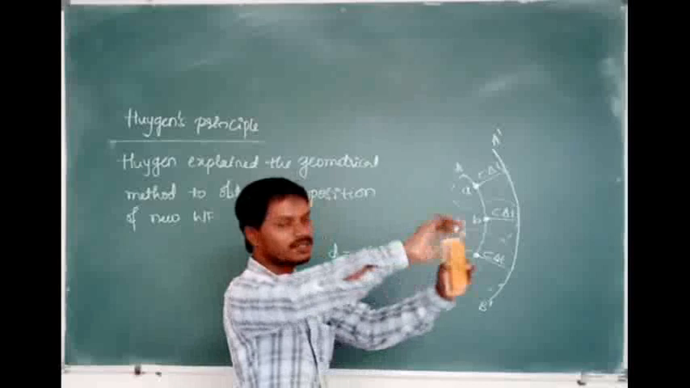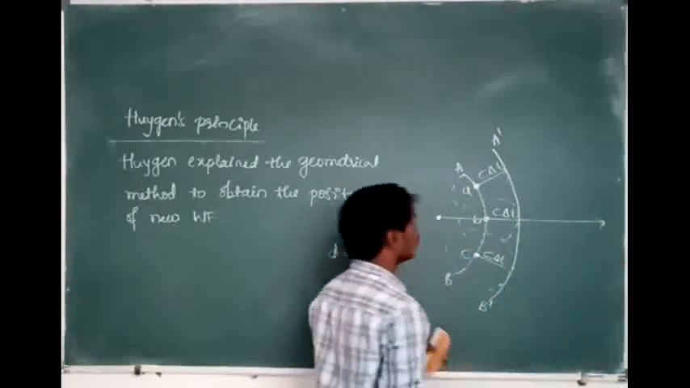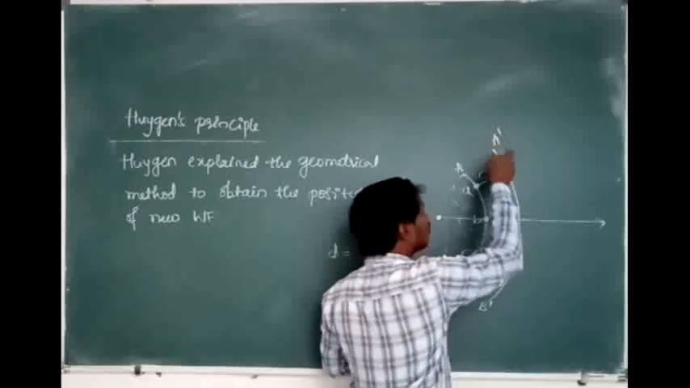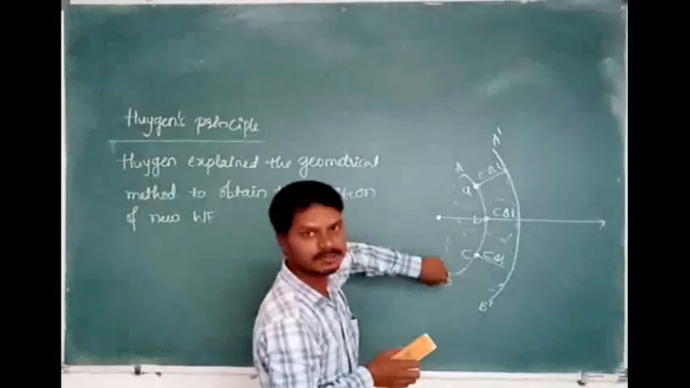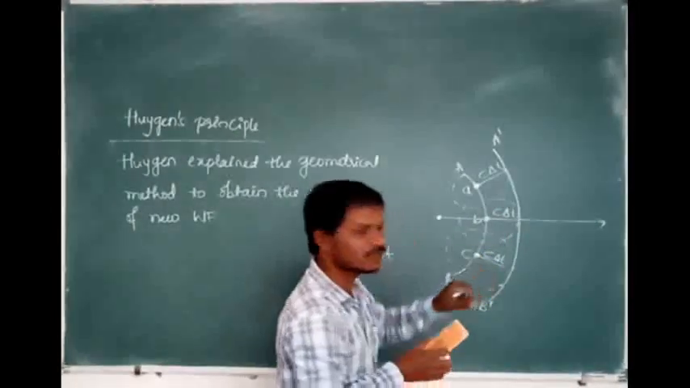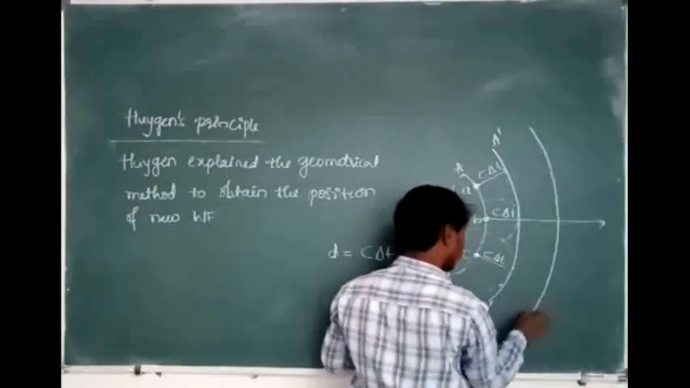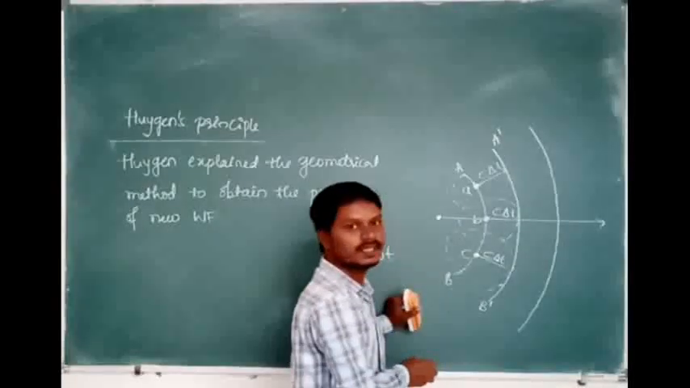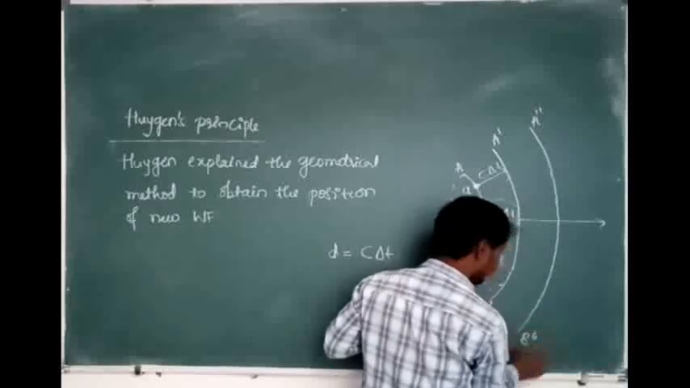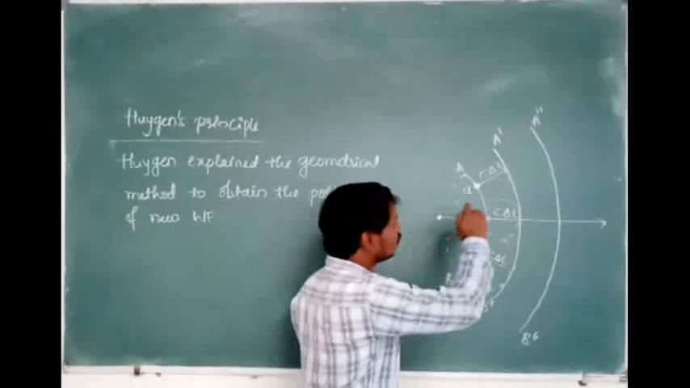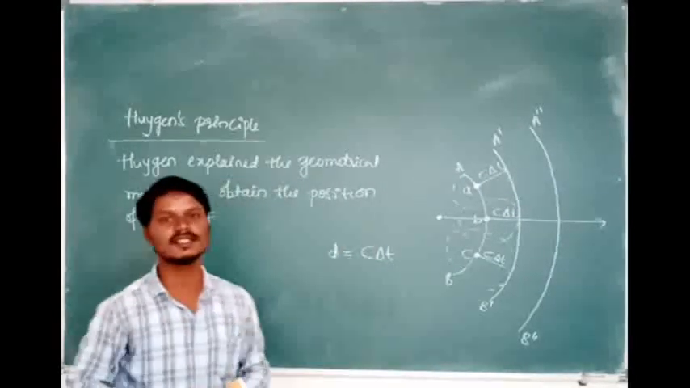Then in which direction can this wave be propagating here? This wave can be propagating in the forward direction. For the next wave, this is the primary wavefront. So see here, for this A dash B dash, AB is the primary wavefront and A dash B dash is the secondary wavefront. For the next wavefront, A dash B dash is the primary wavefront and A double dash B double dash is the secondary wavefront, because the wave is always propagating in which direction? Forward direction. Okay, it is the Huygens principle.